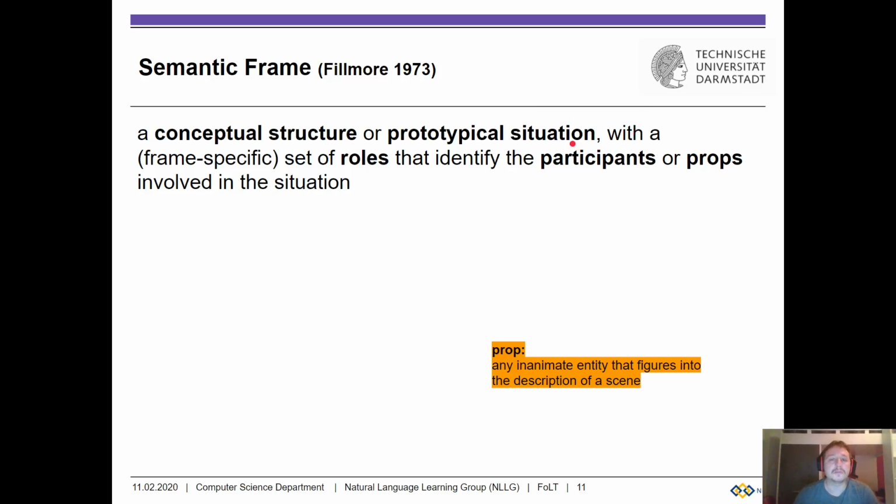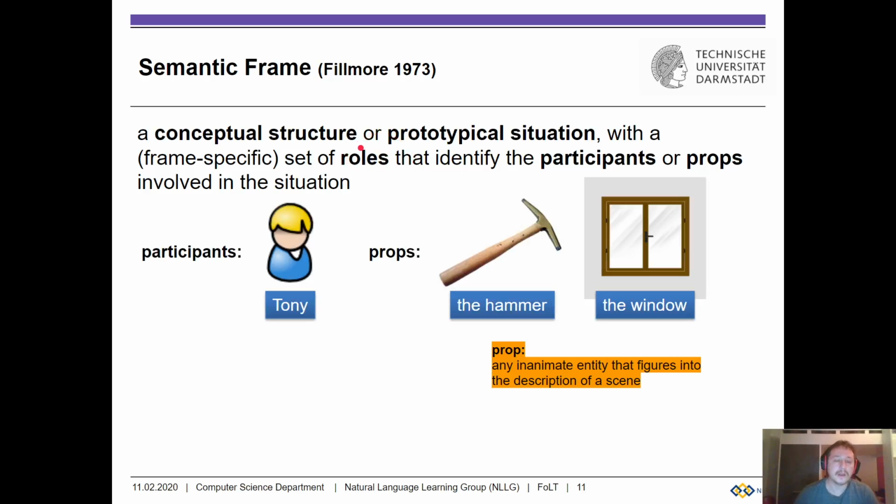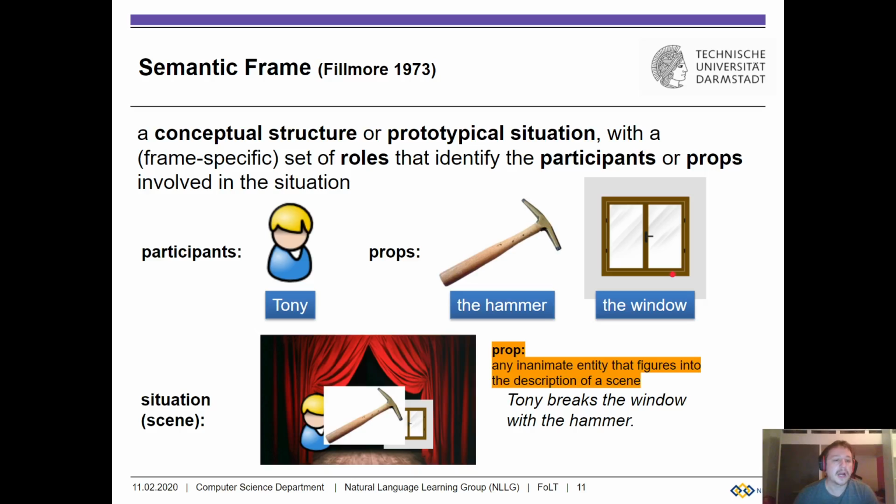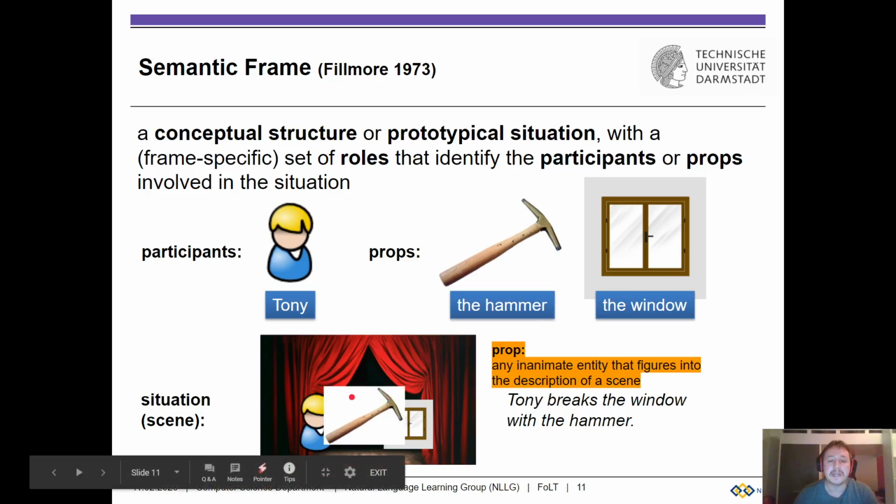And this prototypical situation involves participants or props. Participants are animate entities, props are inanimate entities. And those participants or props have different semantic roles. So the participants could be like Tony, the props could be the hammer and the window, and the prototypical situation could be that of breaking something, or destroying something. That could be the prototypical situation, as in the sentence Tony breaks the window, where then we have the predicate with its arguments and their semantic roles.